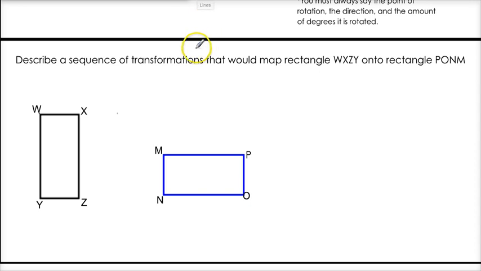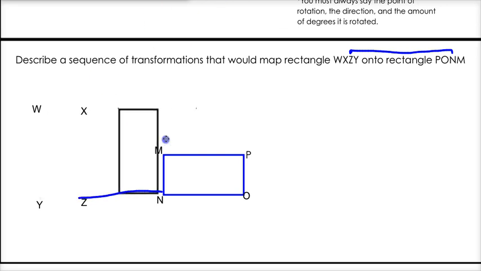So first, let's pick what we're going to map onto what. All right. Now, what I'd like to do is get these so they line up. So I'm going to pick putting Z onto N. All right. And that does match up. So that's okay. Z maps onto N. So let's translate along ZN. All right. And I'll even do that. So moving along ZN. Boom. Now Z is on top of N.